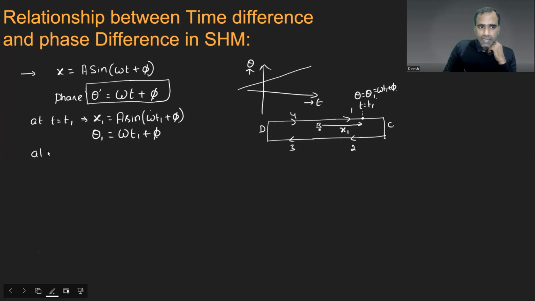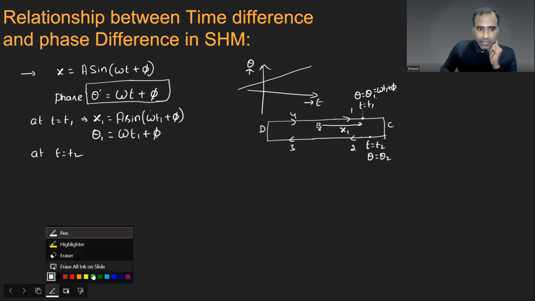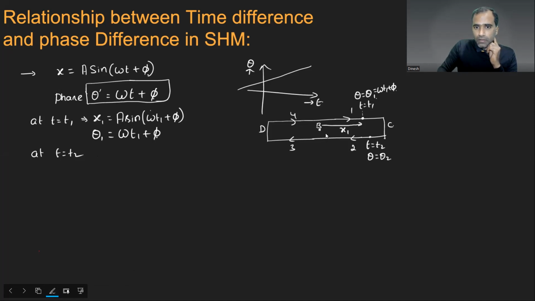Next, similarly, let us analyze some other time. I'm taking some time other than t1, any other time is okay. At this point or this point, any other time. Let me analyze at some time t2. At this time t2, what is the phase at this time? Theta2, and the displacement happened till this point, from B till this point. Whatever displacement happened, let us call it as x2.